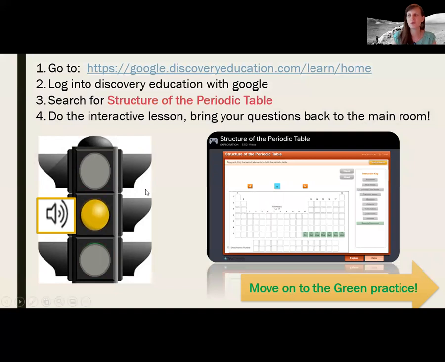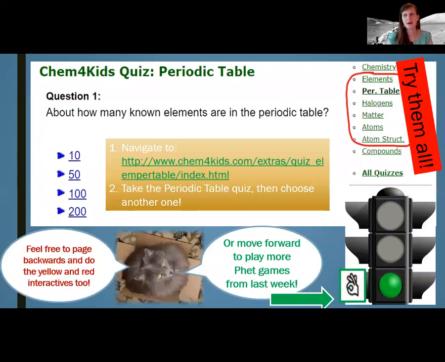And if you want to go on to the second one, I like this one a lot because it's the location of all these different groups on the periodic table. And so it tells you about the structure and reviews that really, really well. So if you want to do this one, pause, go to Discovery Ed, search for structure of the periodic table. And there's no reason why everyone can't go on to the green parts and do these too.